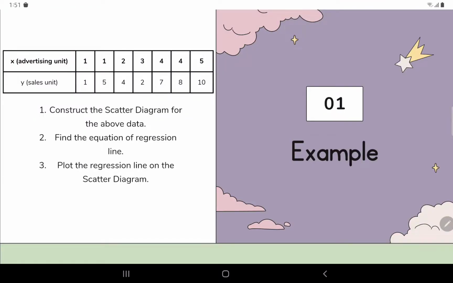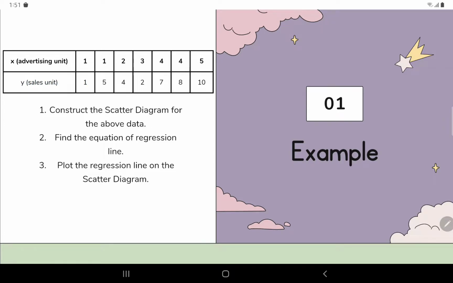Okay, so this is one of the examples. You are given this data, where x is the advertising unit and y is the sales unit. So x is the independent variable and y is the dependent variable. The value of y depends on the value of x, so y is the dependent variable.